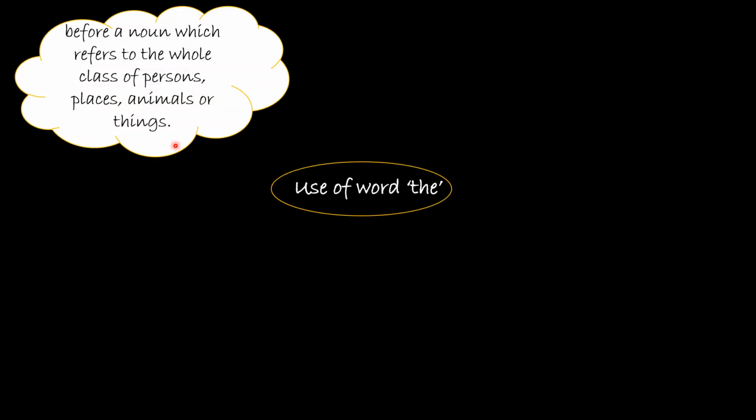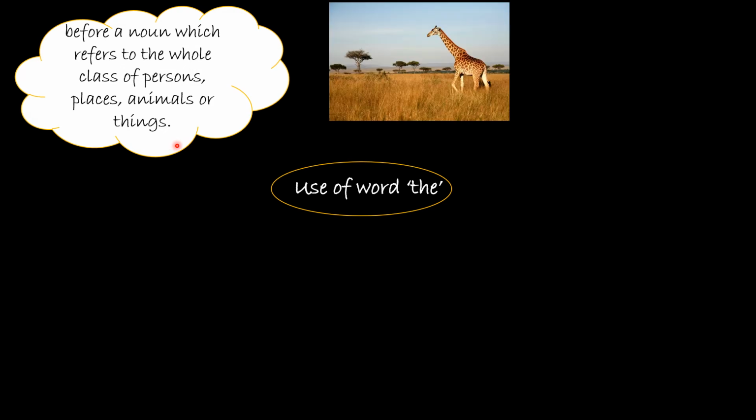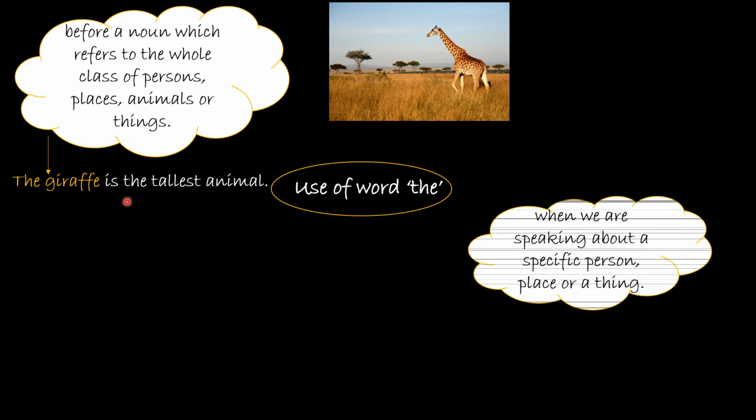Now more uses of word the. Before a noun which refers to the whole class of persons, places, animals or things. The giraffe is the tallest animal. Now here, the giraffe. Giraffe is a noun, all of us know, as it is the name of an animal, and here it is referring to the whole class of giraffe. What is it telling about the class of giraffe? That the giraffe is the tallest animal. That's why we have used the. And here tallest is a superlative degree, as we have read already that with superlative degree also we use the.